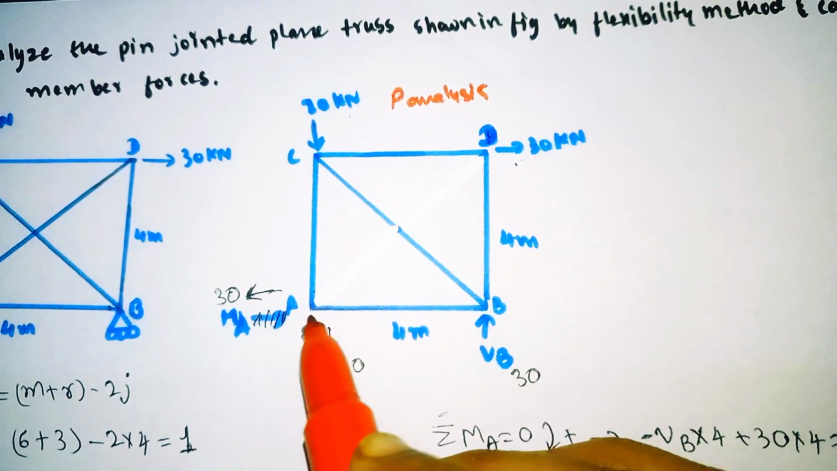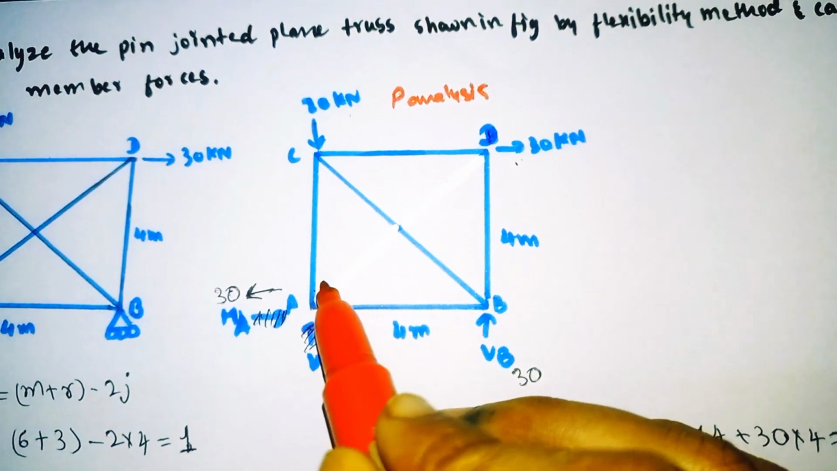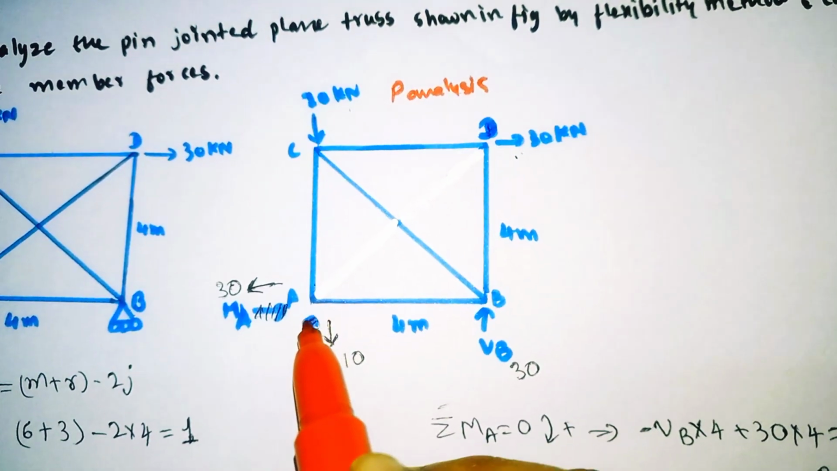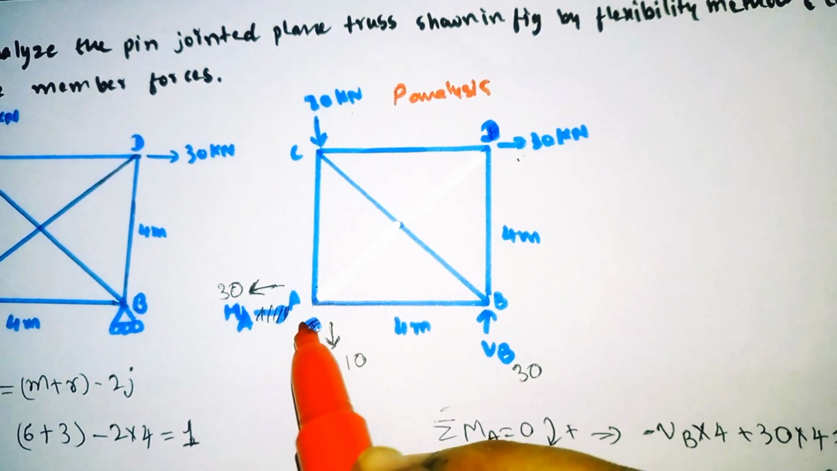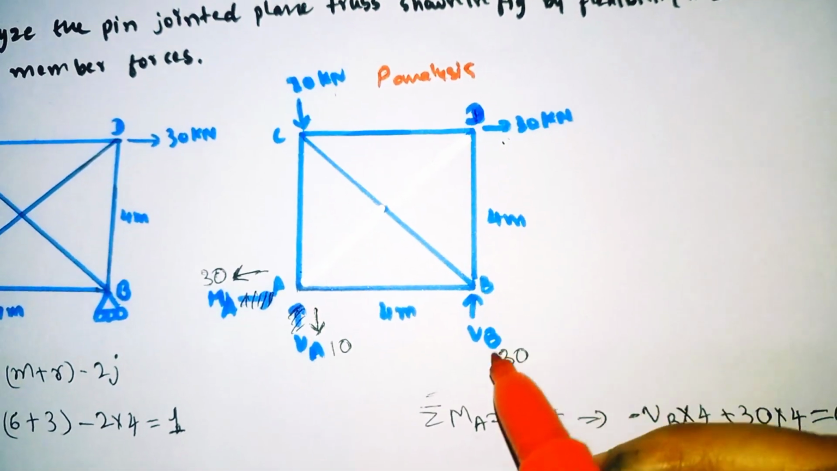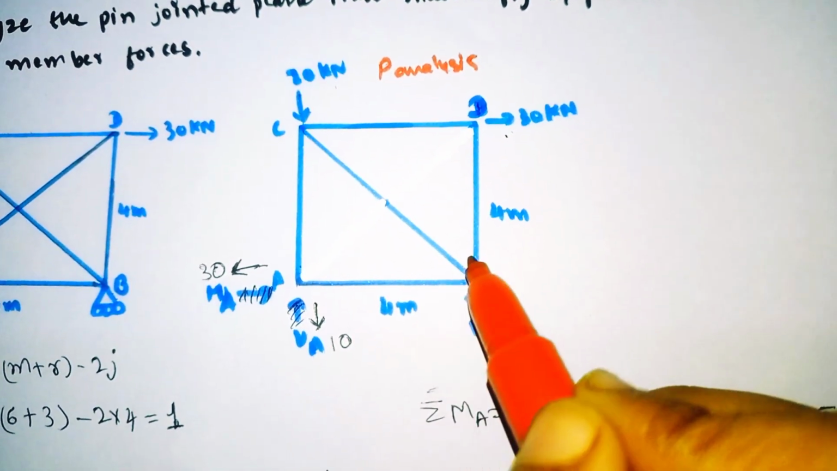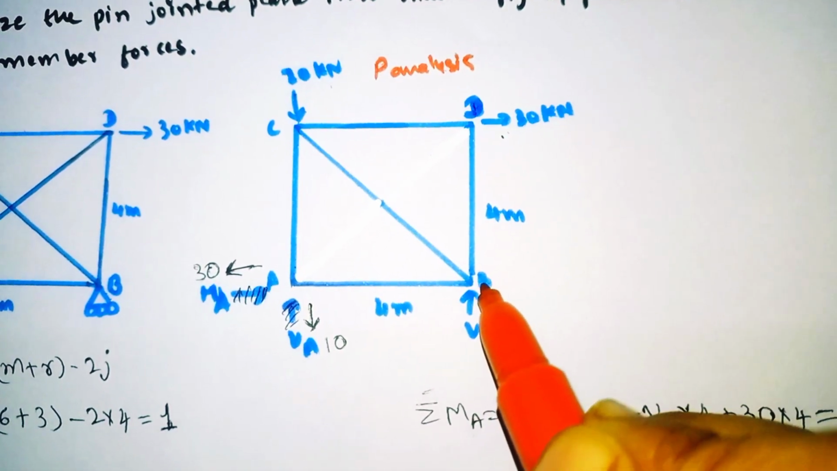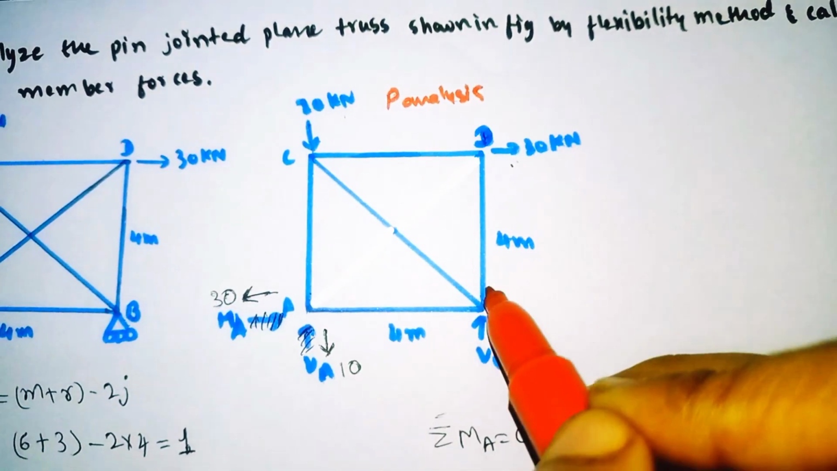So see here, at point A it has only 2 unknowns and 2 knowns. You can apply the method of joints at this joint and you can easily find out the forces. And at support B it has 1 known and 3 unknowns. So you cannot apply the method of joints to joint B. We cannot take it because it has 3 unknowns.